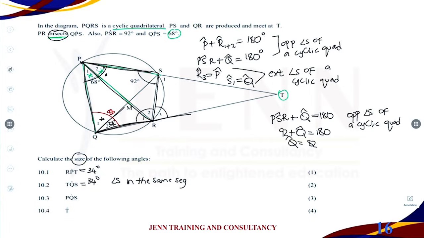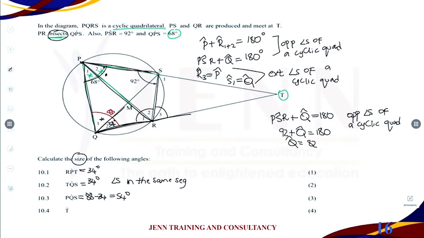So that simply means what? To calculate the size of Q1, which is angle PQS, I will say 88 minus 34. So therefore, 88 minus 34 will give me 54 degrees.